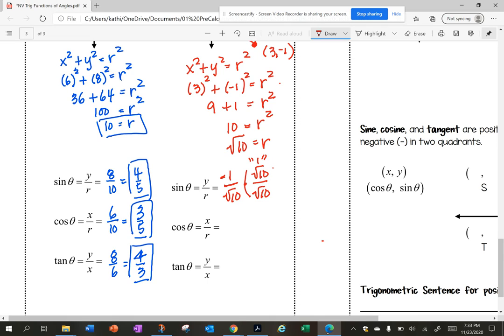So now I have two fractions. So I'm multiplying numerator times numerator and denominator times denominator. So -1 times the square root of 10 is negative square root of 10. Square root of 10 times the square root of 10 is 10.